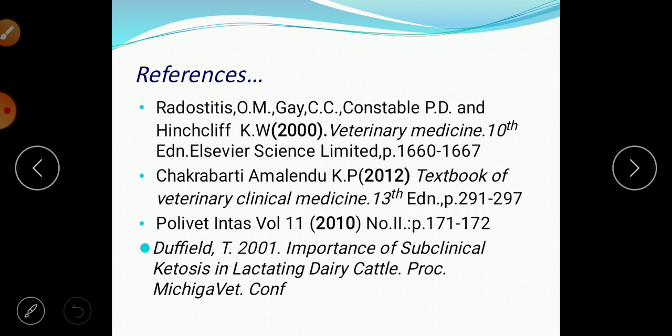So I have collected all this data and information from the blood book, Amalan Chakravarti, the Intersfolvet, and the journal.